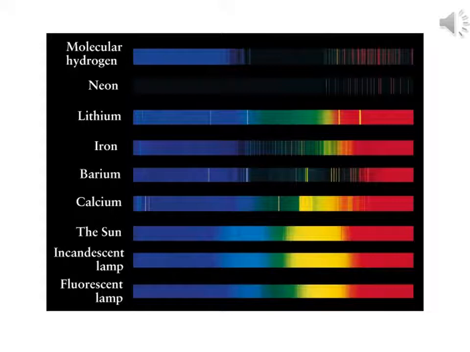This is a spectrum that you get from certain types of elements: molecular hydrogen, neon, lithium, iron, etc., including the sun, a light bulb, a fluorescent light bulb. You may see that some of these have bright stripes on them, some of them have dark stripes on them. More on that in the next slide.